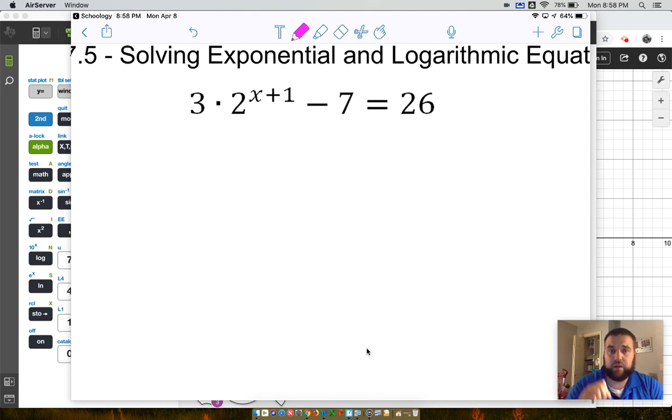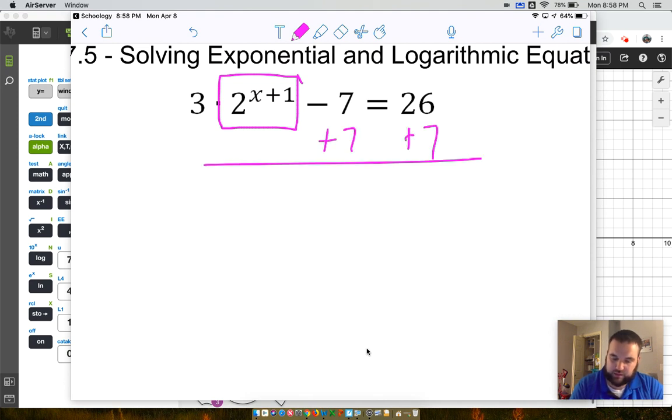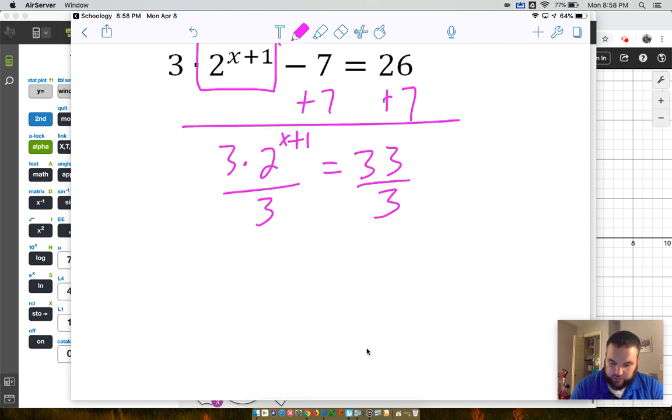If I want to solve an exponential equation, okay, I need to isolate just the base and the exponent. So I want to get rid of the 7 and the 3. So I'm going to go ahead and add 7 to both sides. So I got 3 times 2 to the x plus 1 equals 33. I'm going to then divide by 3 to get rid of that start value. I get 2 to the x plus 1 equals 11.